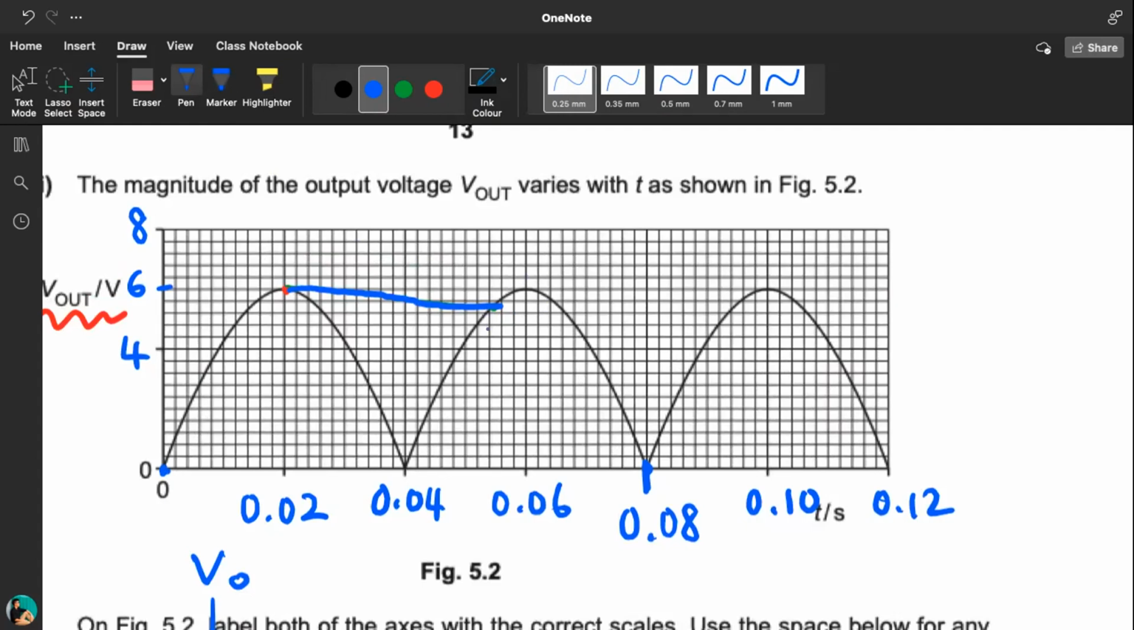Okay, the mark scheme is very strict. They have to be exactly 3.5 boxes measured from the line 4 here. So again, you draw another one here, 3.5 here.